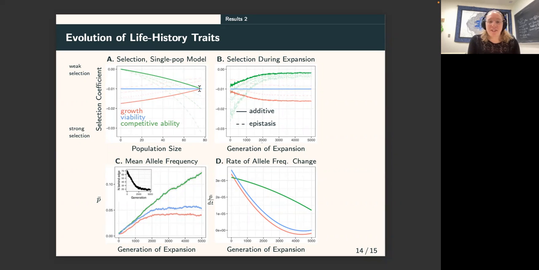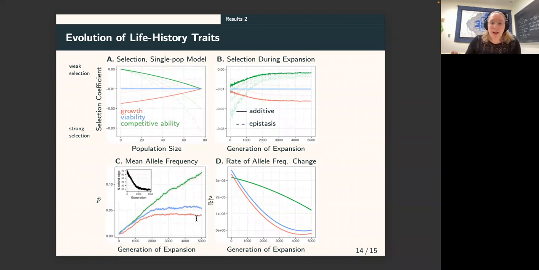And you might notice these light dashed lines. Not only do these traits have density dependent selection, but they also experience epistasis. So these lines indicate different levels of epistasis on these traits. So what do we see in the simulations? Well, we see that carrying capacity or competitive ability accumulates the most deleterious mutations, whereas intrinsic growth rate accumulates the fewest deleterious mutations.